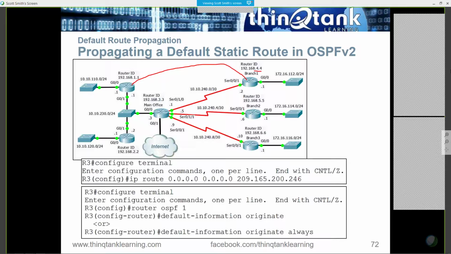Well, the nice thing is, you put your default static route on router 3 pointing to the internet, and you execute this command on router 3. Default information originate. And what happens is router 3 starts to advertise to everybody else through OSPF, I am your default router.